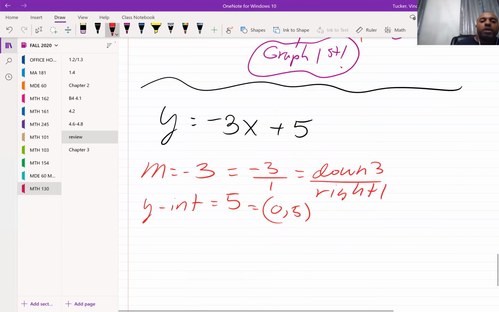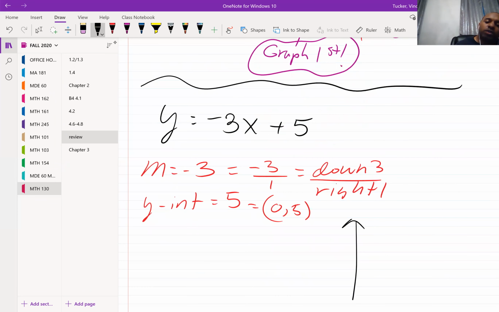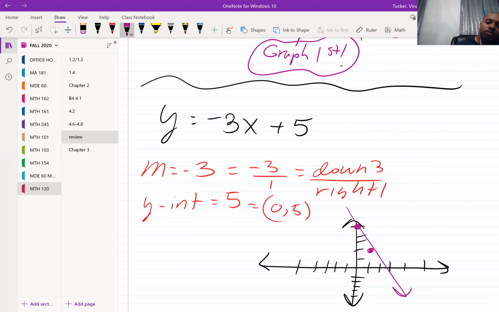All right, you have enough information to graph now. Once again, you graph the y-intercept first. So 0, 5, you move nowhere forward, left or right, because that's 0, but then you go up 5. And from your y-intercept, not from the origin, you go down 3, right 1. And that's your line.